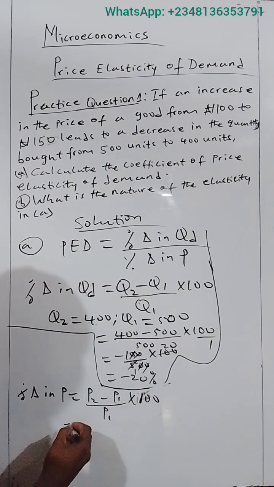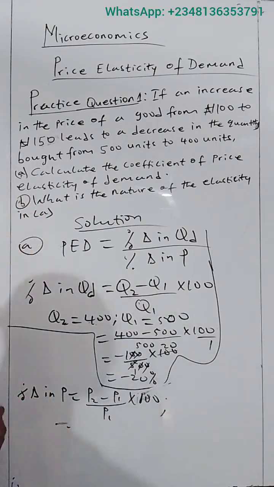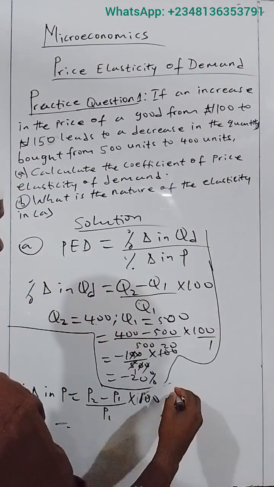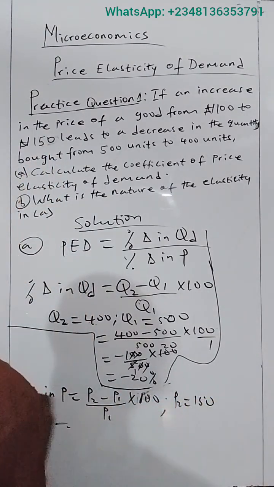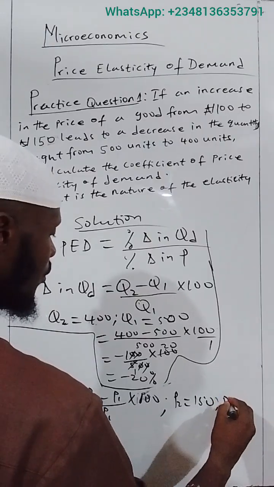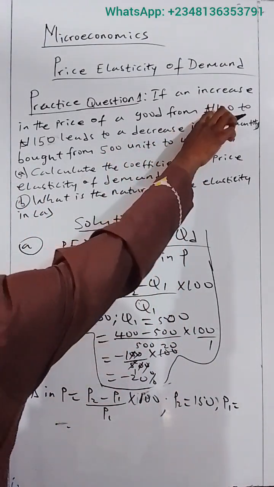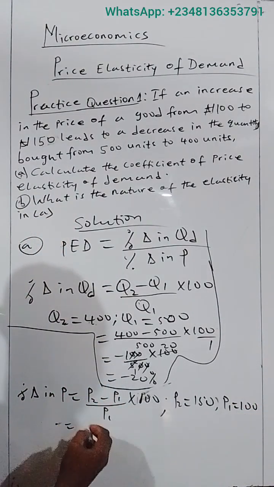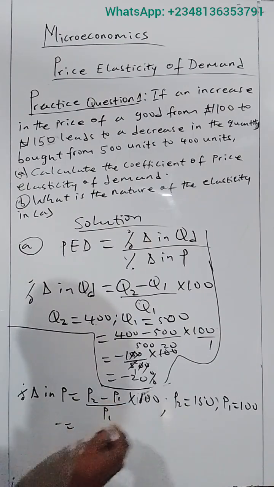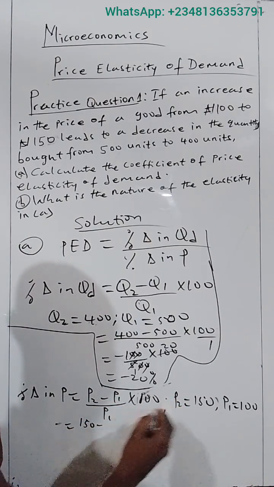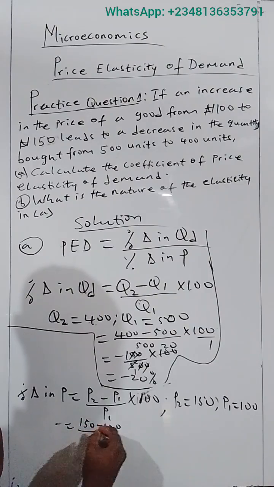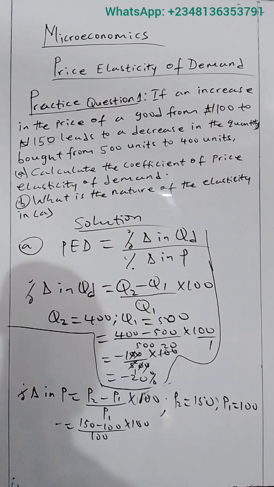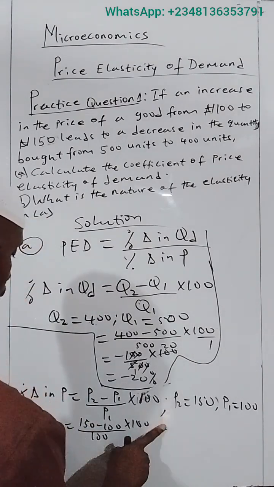Now from here, you can see the new price is 150 naira. So therefore we have P2 equals 150. Then the old price, P1, before the change, is 100 naira. Then we can apply this formula, just substitute the values into the formula. So we have P2, which is 150, minus P1, which is 100, divided by P1, which is 100, multiplied by 100.